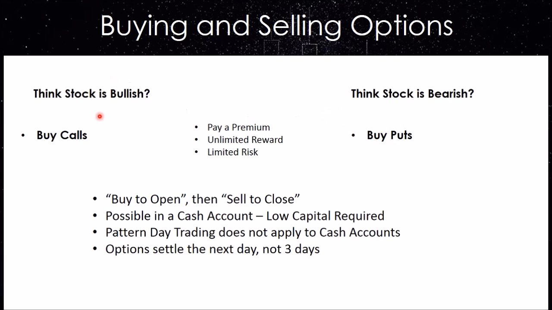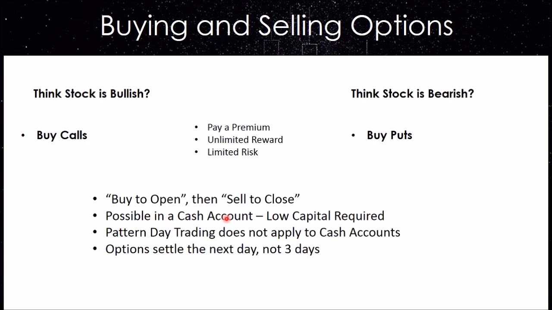The most simple fundamental breakdown here is that you're paying a premium. That's the premium that you're trading. I'm paying for the right to purchase these shares at the strike price in the future. There is unlimited reward, meaning I can make 100%, 500%, all depending on the stock's movement. And there's limited risk. I'm not going to lose any more than I put in. Worst case scenario, I lose everything that I put in. But again, you can't lose more than you put in, which is a bit of protection. So you buy to open and sell to close, as I said.